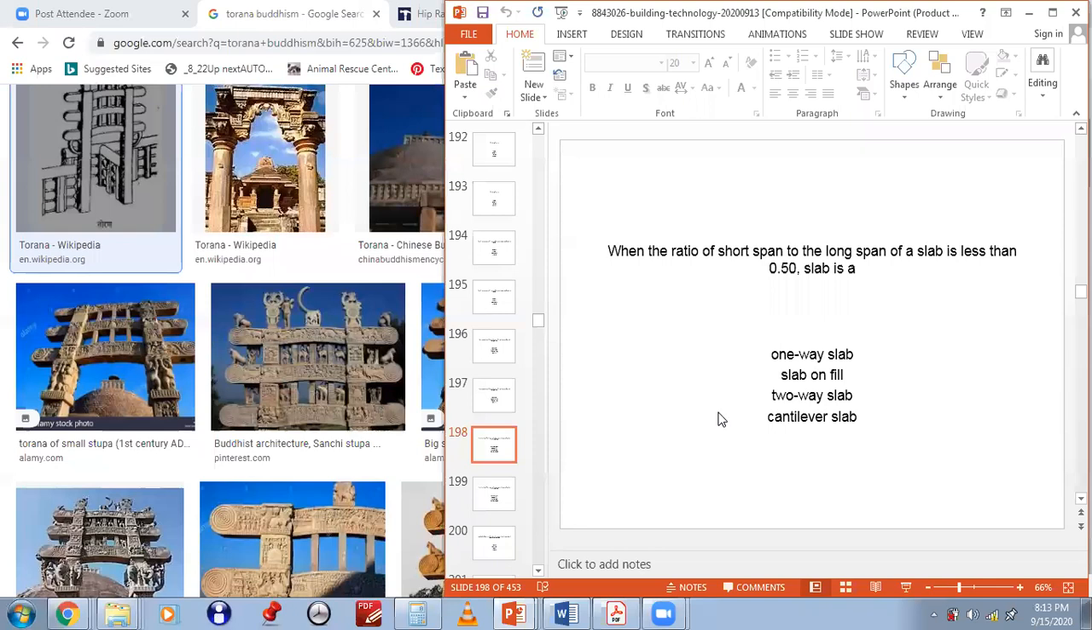A one-way slab is supported by beams only on two sides, and the two-way slab is supported by beams on all four sides. In a one-way slab, the main reinforcement is provided only in one direction. Is it along the short or long side? On the longer side. And for a two-way slab, the main reinforcement is provided in both directions. That's why it's called one-way and two-way. What else?